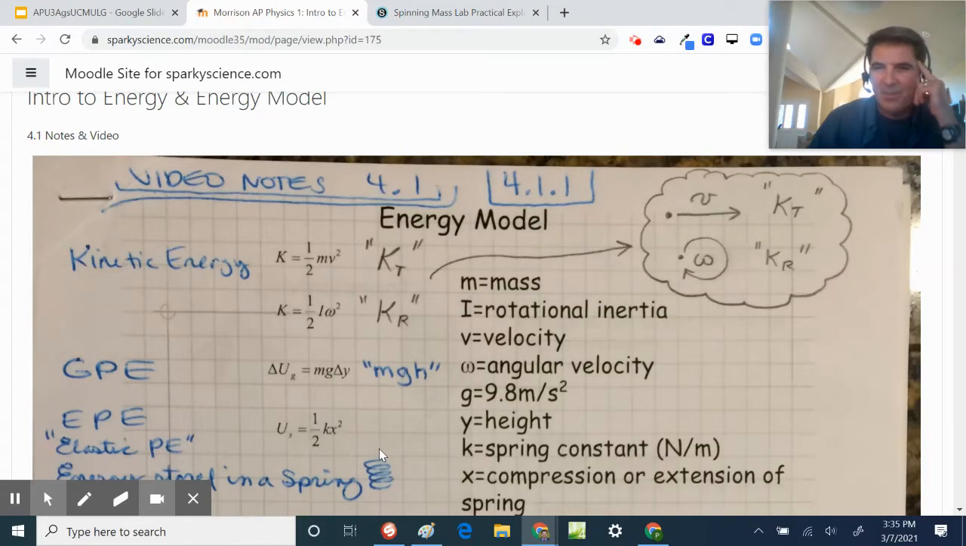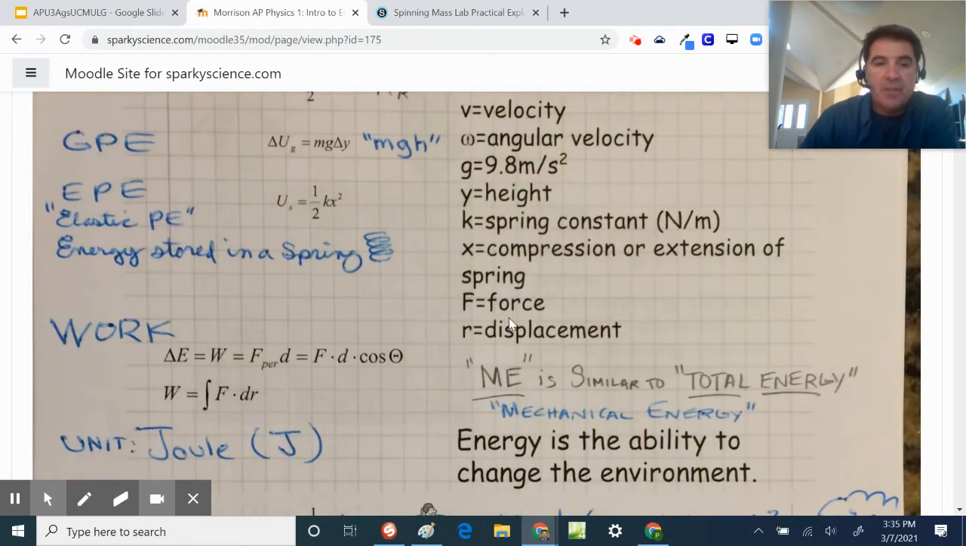Good afternoon, and welcome to the introduction to the energy model. So let's start off with the equations that we have on our equation sheet. There are 4 of them shown on this page right here, and there are some definitions to the right for some of the things we're going to do.